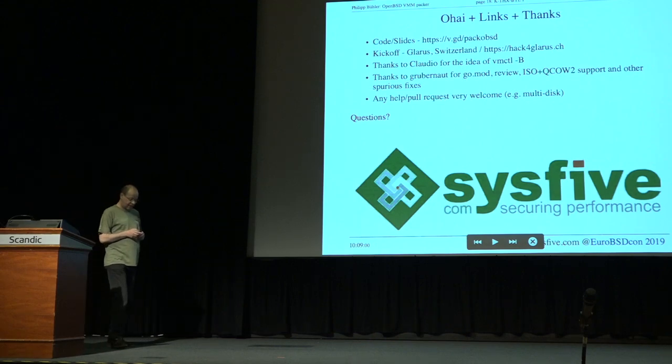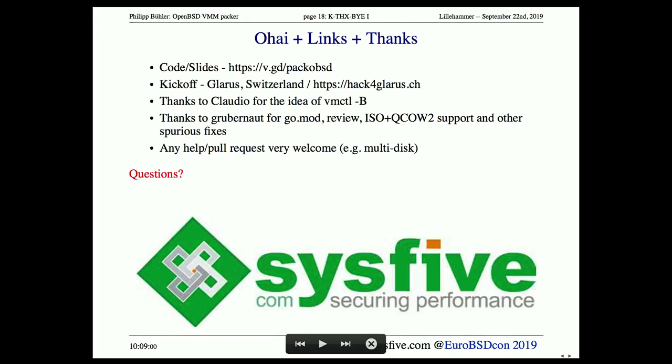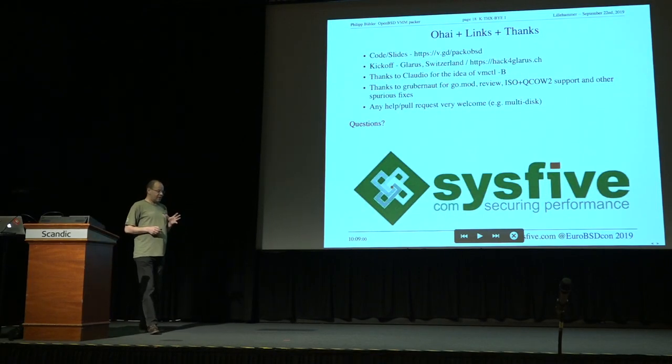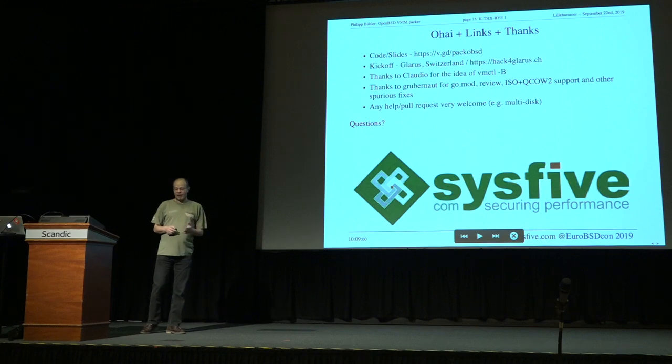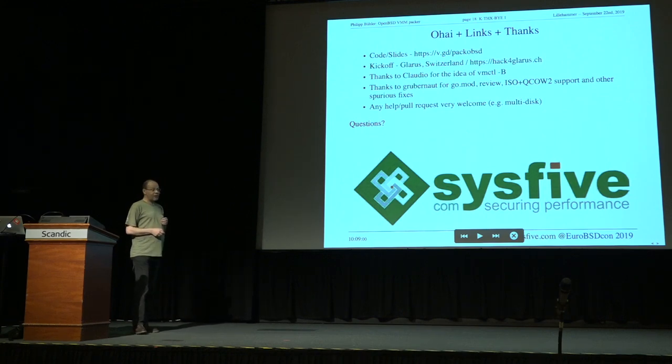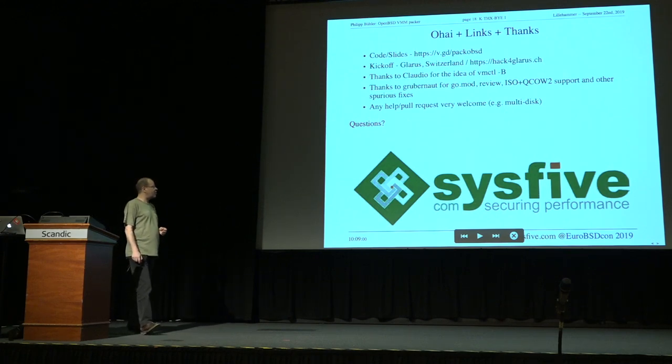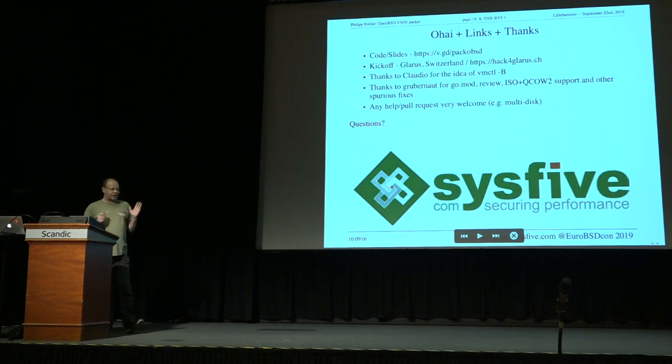So the slides are on GitHub. This is just a static location redirect. It all started with the idea coming from Antoine in Bucharest, but actually hacking started in Glarus. vmctl with capital -B to fake being a netboot. The idea of that was developed in Glarus as well, and Claudio took it into the gang, and then something like capital -B happened, and that's very convenient even if you are not using Packer. Grubernaut helped me with some Go stuff and adding ISO and QCOW support for the disks. Multi-disk support will be the next thing, or growing file systems and all that.